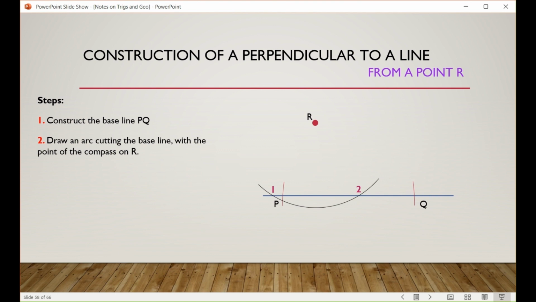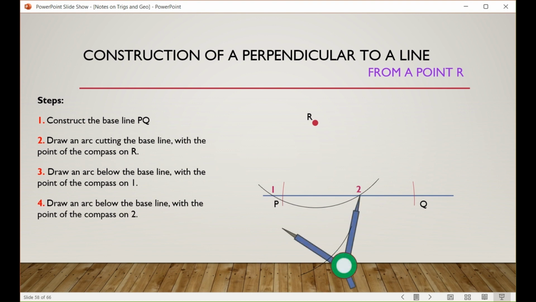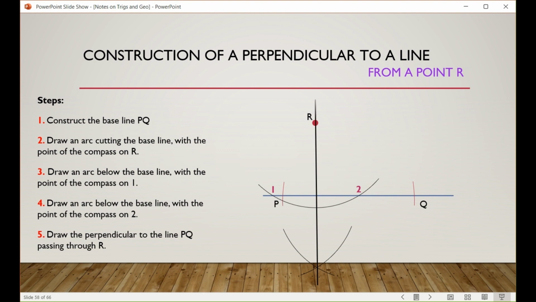From there, we move our compass to where 1 is and scribe an arc, and then we move it to 2, and we draw an arc below the baseline with the point of the compass on 2. So we're now able to drop a line from the point passing through the points of intersection. So what does that give us? That gives us a line which is at 90 degrees to the baseline, but it's not necessarily at the middle of the line.